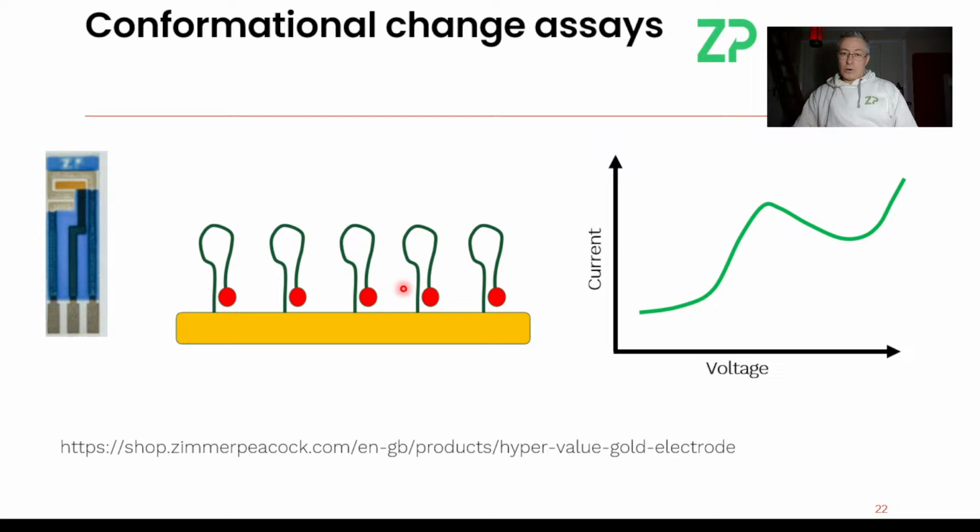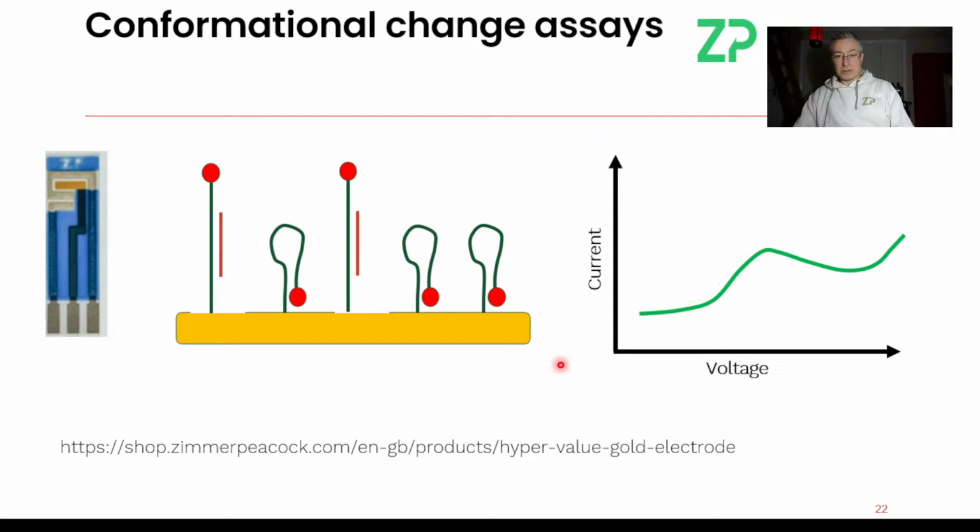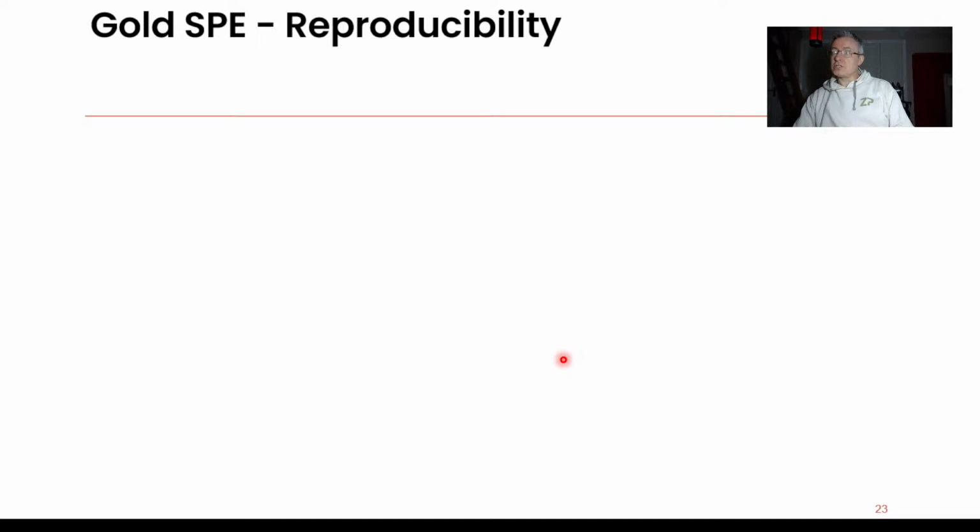In this particular conformation, when the target binds, we end up moving the redox molecule away from the electrode, and so we get a diminishing signal. You can also design it so that the conformational change brings the redox molecule to the surface, and that's quite good, because then you get an increasing signal with binding. So it's a positive change rather than a negative change.